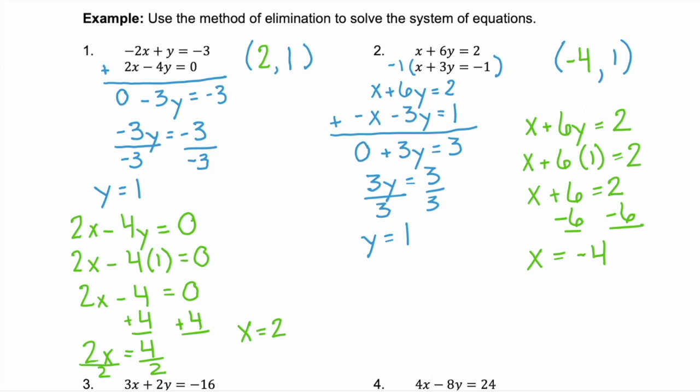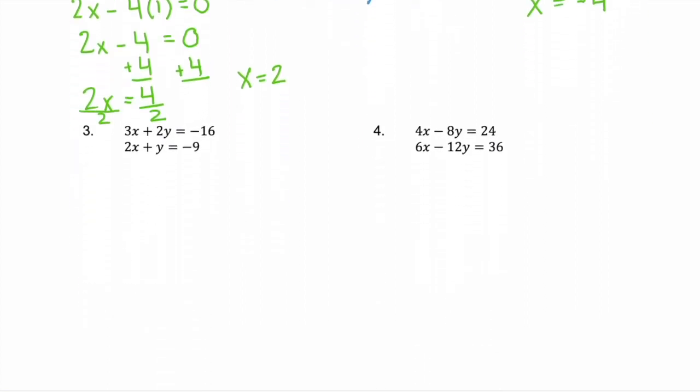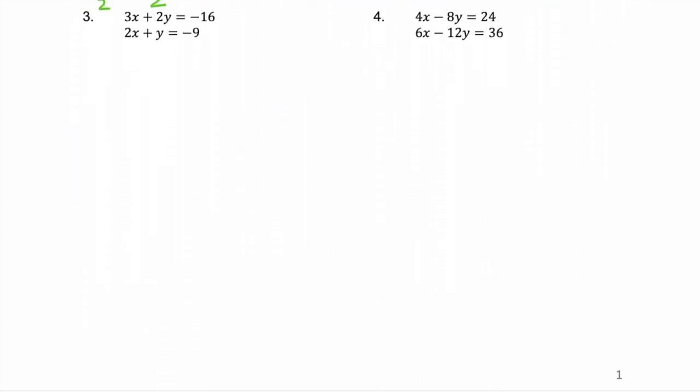Okay, let's look at a few more examples. So example 3, notice that when we add these two equations, none of the variables will be eliminated. So we need to alter one of the equations. I think it's going to be easiest to multiply the second equation by a -2. And notice if we do this, we'll get a -2y, which will cancel out with the positive 2y in the first equation. So our first equation remains the same, 3x plus 2y equals -16.